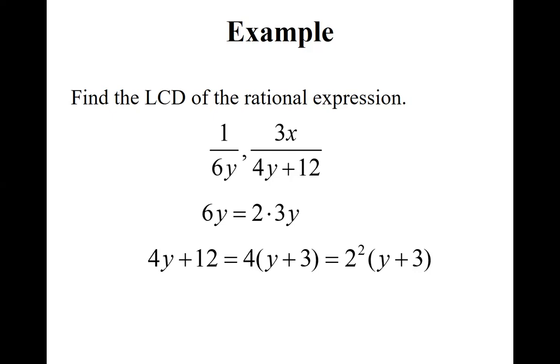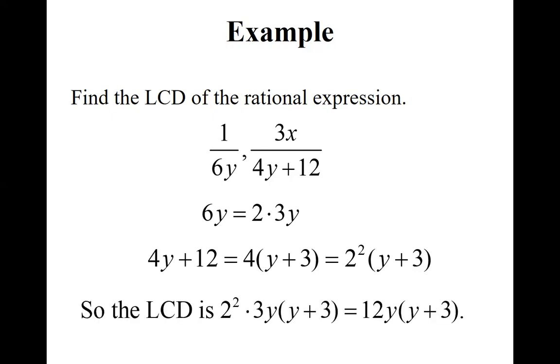Each unique factor we have here is a 2, a 3y, and a y plus 3. The highest power of 2 that we have is squared. The highest power of 3y that we have is just 3y. The highest power of y plus 3 that we have is just y plus 3. So 2 squared times 3y times y plus 3 would be the least common denominator. And we can simplify that. 2 squared is 4. 4 times 3 is 12. So 12y times y plus 3.